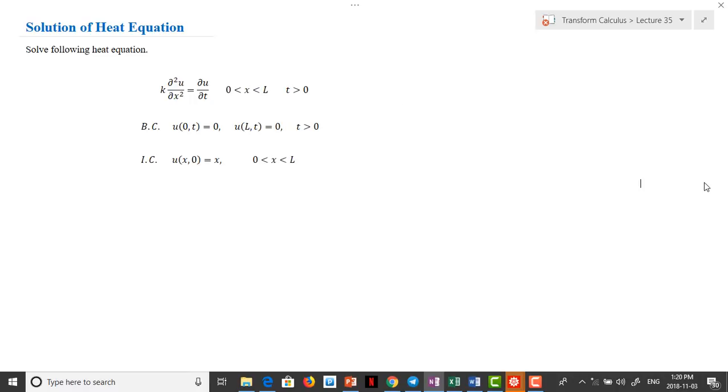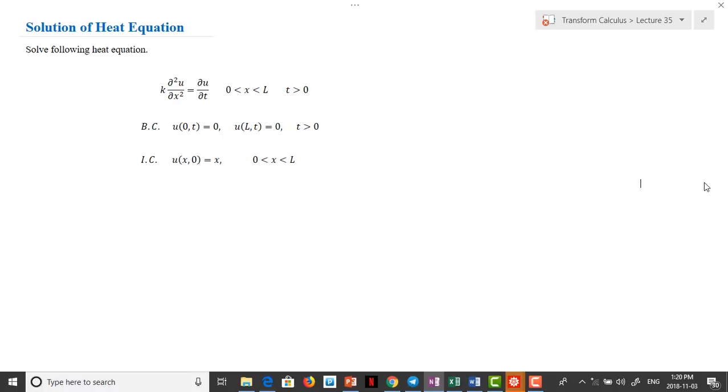We have boundary conditions. Boundary conditions identify condition of the system in the boundaries. So we have temperature at x equal to 0 is equal to 0. And we know that temperature at the end of the rod, which is u of L and t, is equal to 0. So we have these two boundary conditions. And we have initial conditions, which identify condition of the system at t equal to 0. We know that u of x and 0 is equal to x.